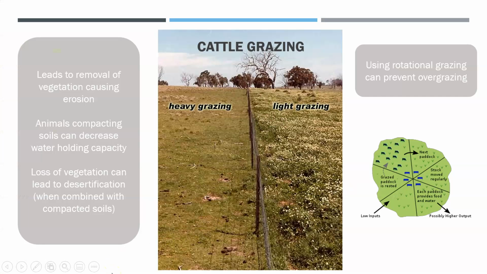So cattle grazing. Cattle grazing can be heavy grazing or light grazing. So it can lead to the removal of vegetation. We know that removing vegetation from the ground can lead to erosion. Animals compacting the soils can decrease the water holding capacity. So when the soils are pushed together, it takes up all those spaces, means there's no space for water to be held. And then the loss of vegetation can lead to desertification, particularly when combined with those compacted soils. So if there's no more space in there, they can't hold water, they become dried out, and we have desertification. But when done appropriately, using rotational grazing to prevent the overgrazing, you can get very healthy and well-managed pastures.